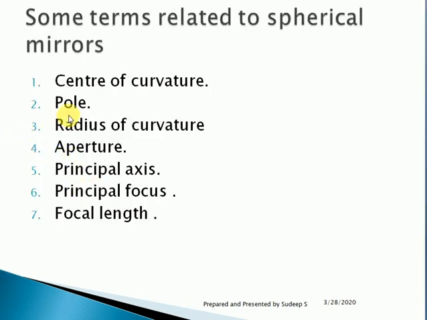We will now introduce a few terms which are needed to study the image formation by a spherical mirror. The terms are center of curvature, pole, radius of curvature, aperture, principal axis, principal focus, focal length. Now, similar to center of curvature, you have come across a similar term in your lower grade, maybe grade 6 or grade 7. Let me help you to recall this memory.